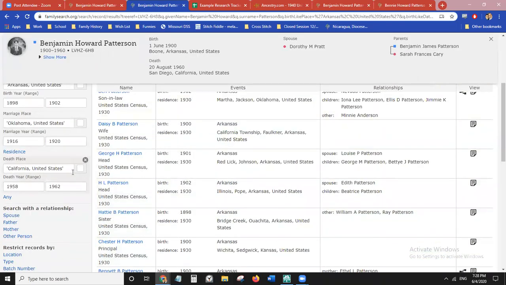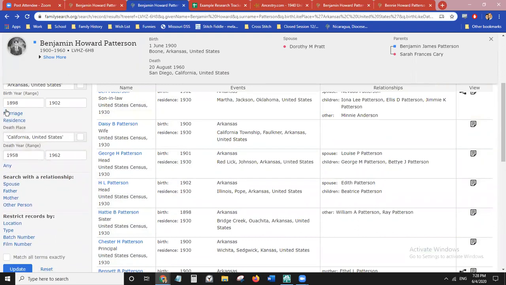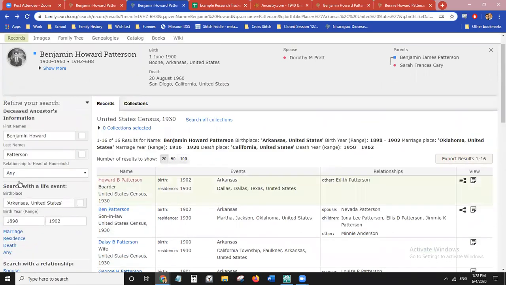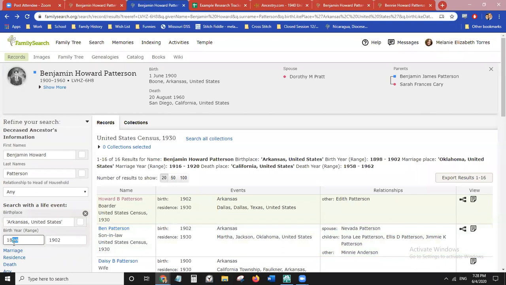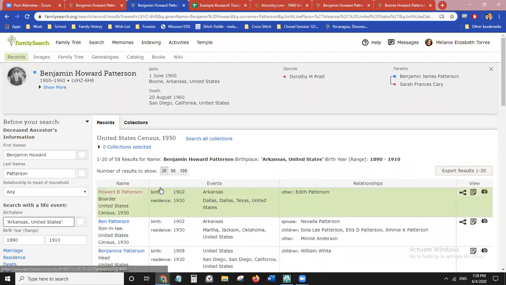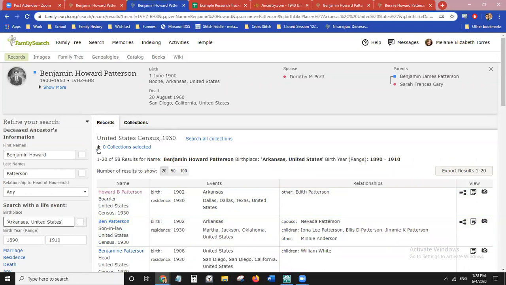So I know that I need to adjust my search here to help it out. What I'm going to do is exit out of this marriage information. I don't need the death information. Let's expand the years of his birth. Maybe his age was marked wrong. So I'm going to do a 10-year span. He was born in 1900. So I'm going to go 10 years before and 10 years after, just to give me a good range of years where maybe he was just marked incorrectly.